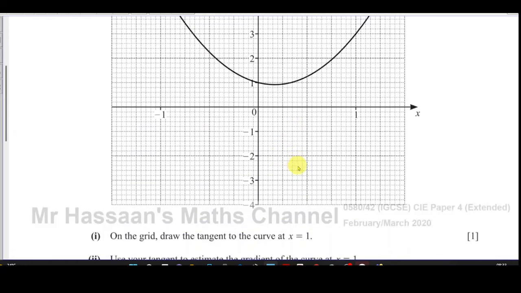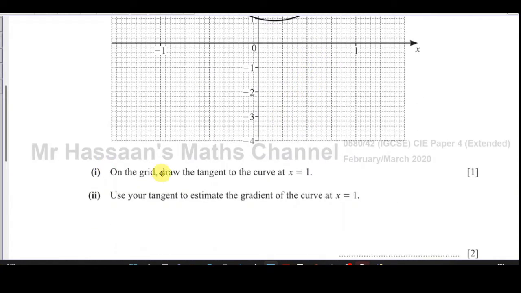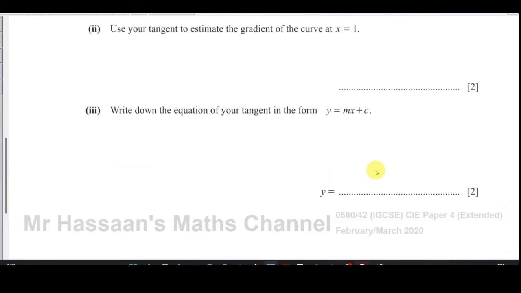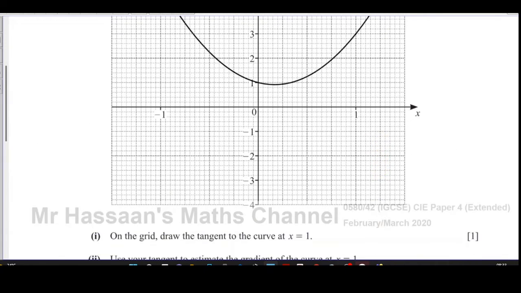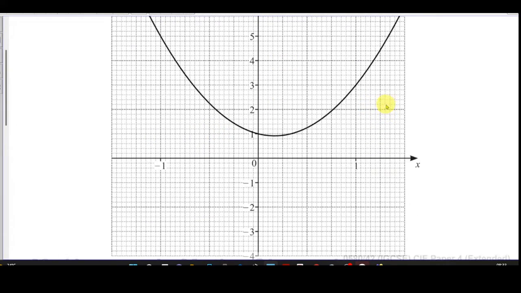So we're not given the equation of the curve, we're given the drawing of the curve on an accurate grid, and we're told to draw the tangent to the curve at x equals 1. And then part 2 says, use your tangent to estimate the gradient of the curve at x equals 1. Okay? All right, so that's the first two parts of this part B. So first thing we do is draw a tangent to the curve at x equals 1.